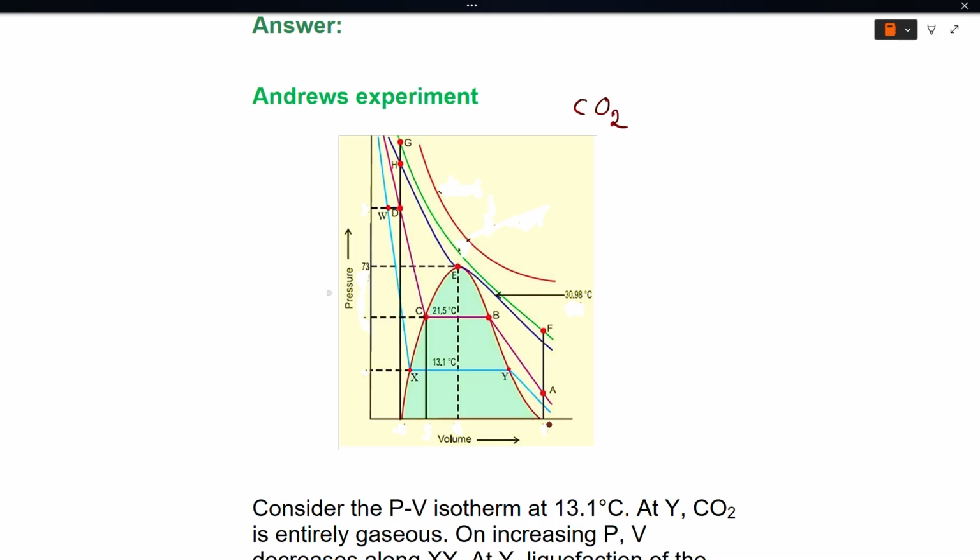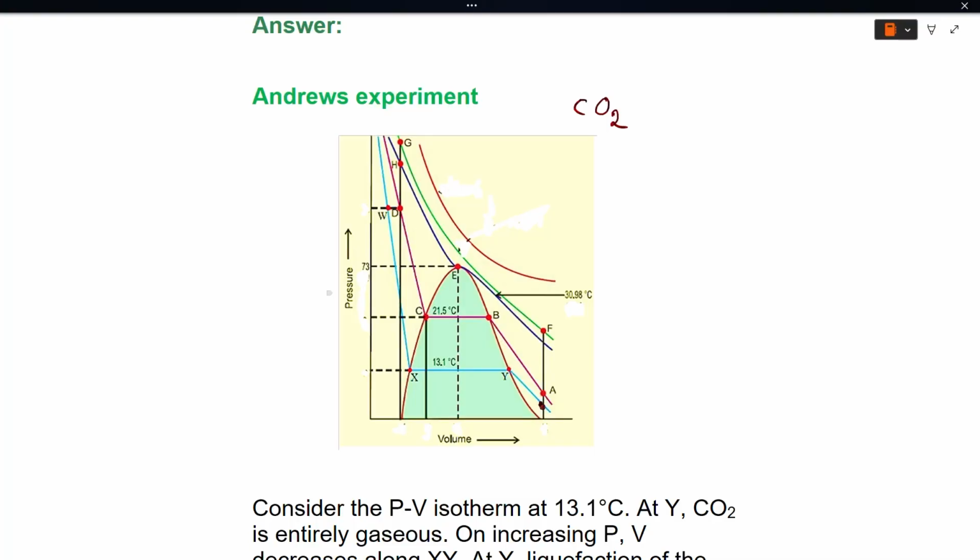Now, we can see that from here, when volume is high, this will be in the gaseous state, and when we come to this side, when volume is reduced, it goes to the liquid state. If this represents a gas, the temperature is maintained constant at the isotherm of 13.1 degrees Celsius, and I increase the pressure, the volume decreases, and at a point y the gas starts liquefying.